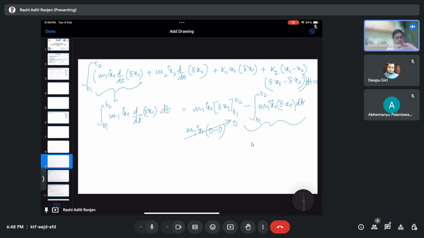Similarly, coming on to the second one, I can also write this in the same form. Integration T1 to T2 m2 x2 dot d by dt delta x2 into dt. This will simply be minus integration T1 to T2 m2 x2 double dot delta x2 dt is equal to what? Nothing. This is only what we have.